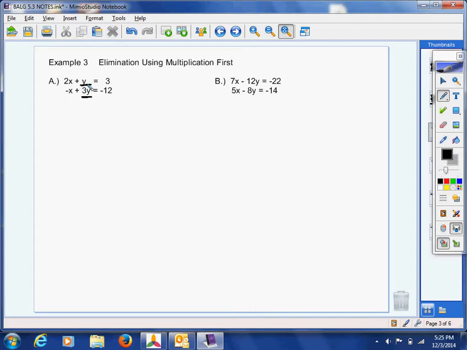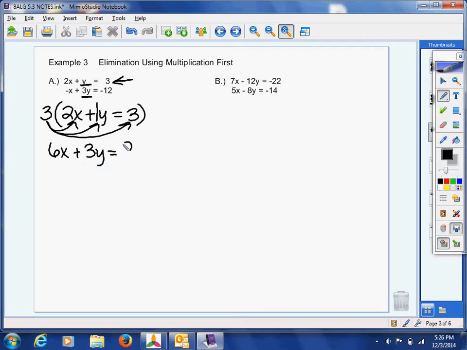You're exactly right. So I want to make it so that this top equation has 3y in it. The only way to do that is to multiply that entire equation by 3. Now, why is that? Well, what's 3 times 1? Remember, the y has an understood 1 in front of it. 3 times 1 will give me the 3 that I'm seeking. Okay? So let's distribute. All right, there we go. We got 6x plus 3y equals 9.